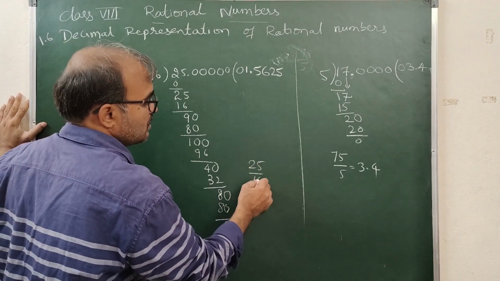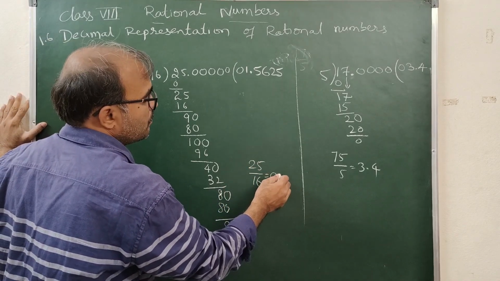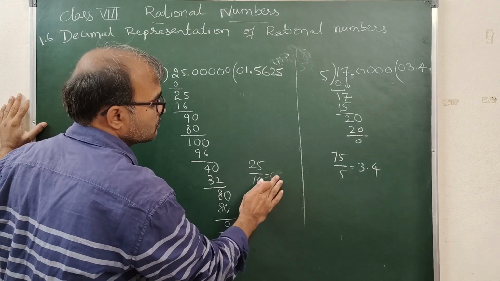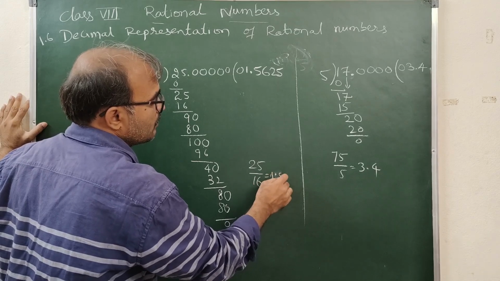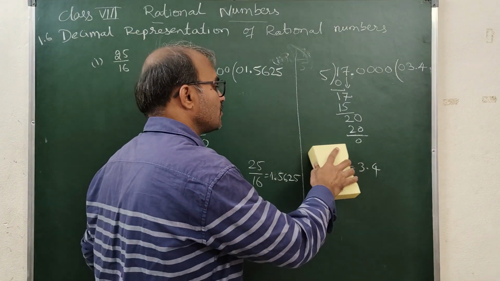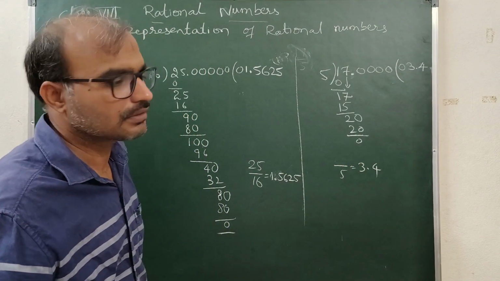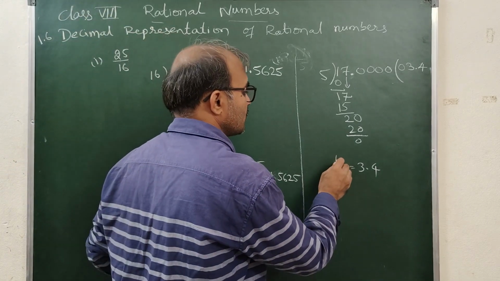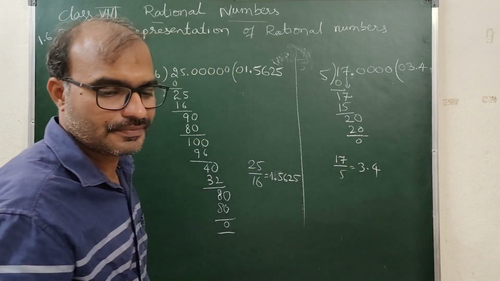Here, 25 over 16 is 1.5625, right? But if there were students, they would have reminded me. Sorry, I have written it wrong. So it is 17 by 5, right?